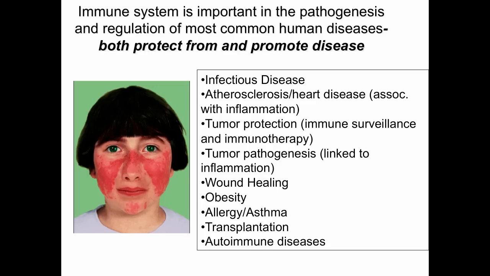Other things, like you see in this picture of a child with systemic lupus erythematosus, which is a classic example of an autoimmune disease. But also it's becoming more and more appreciated that immunology and inflammation is associated with things like obesity and Alzheimer's disease, a whole variety of other diseases that you don't necessarily associate with inflammatory or immunologic responses.